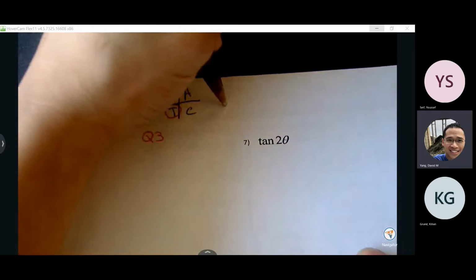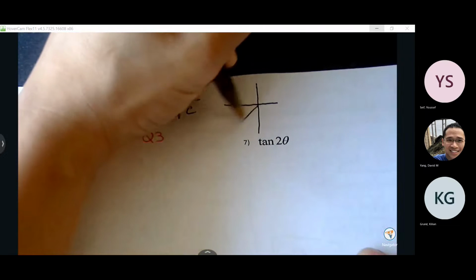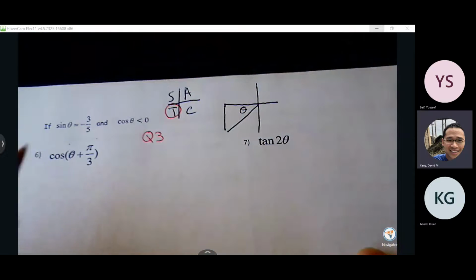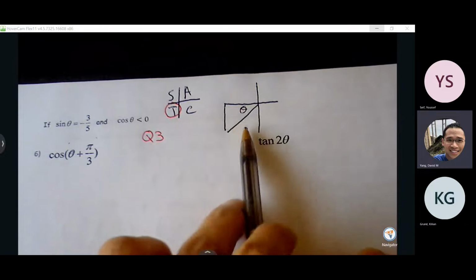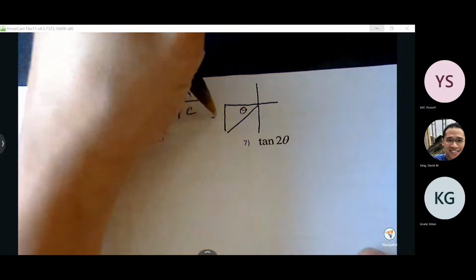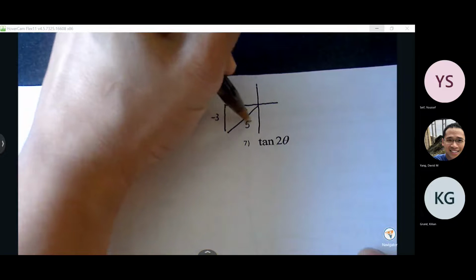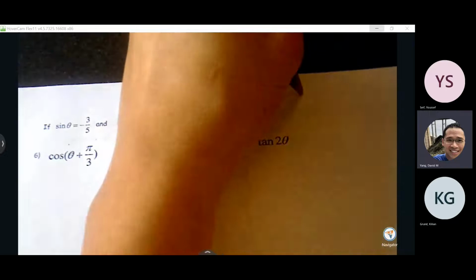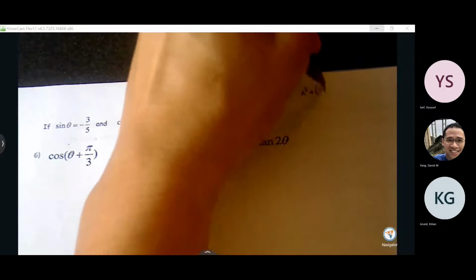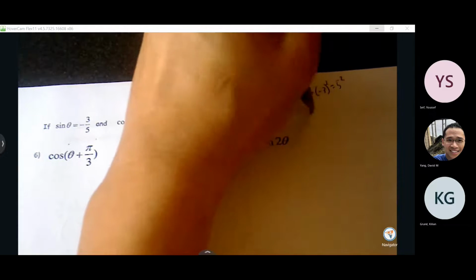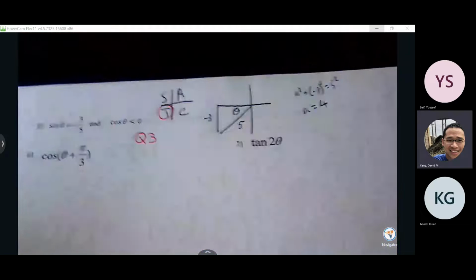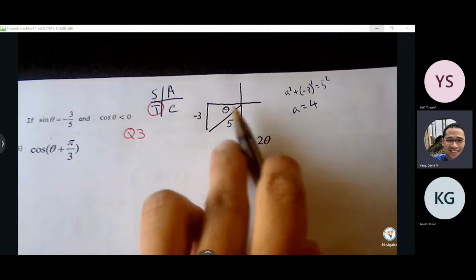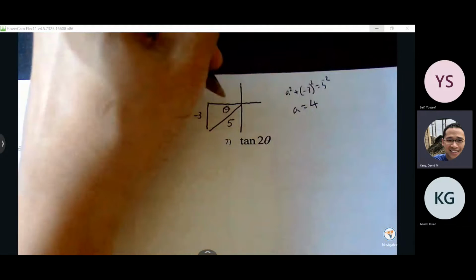Build our triangle in the third quadrant. Sine is -3/5. Sine is opposite over hypotenuse. Pythagorean theorem, a squared plus b squared equals c squared. You're going to get the 4, but you've got to make an adjustment because in the third quadrant, both x and y are negative. So I've got to go left 4 and down 3.